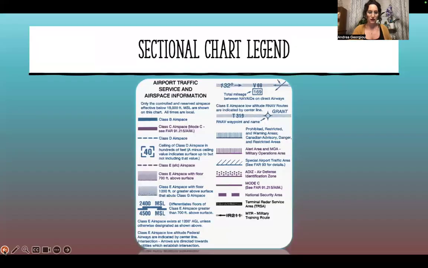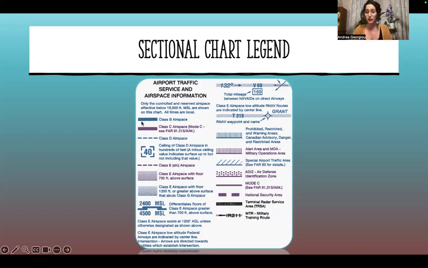Before we get to Class Bravo, actually, I wanted to show you what this legend looks like. Most all of you are probably looking at these on ForeFlight now on your iPad, but you can still purchase actual paper charts. But whether you're using a tablet or actual paper, this legend is always provided. And I wanted you to see that Class Alpha is not charted. So that just starts at 18,000, goes up to flight level 600.